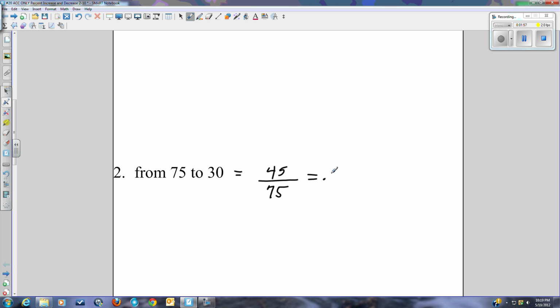which is 0.6. Move your decimal point 2 places to the right. We have an empty spot, so we have to put in a 0 and attach your percent sign. So that's a percent decrease because it's gone from 75 to 30. It's dropped. So we're going to say that that is a decrease.